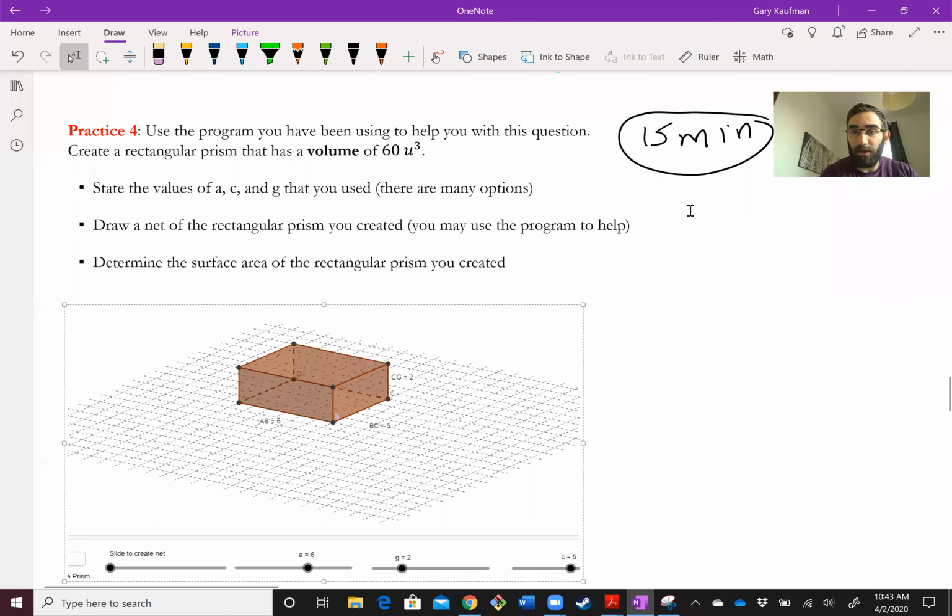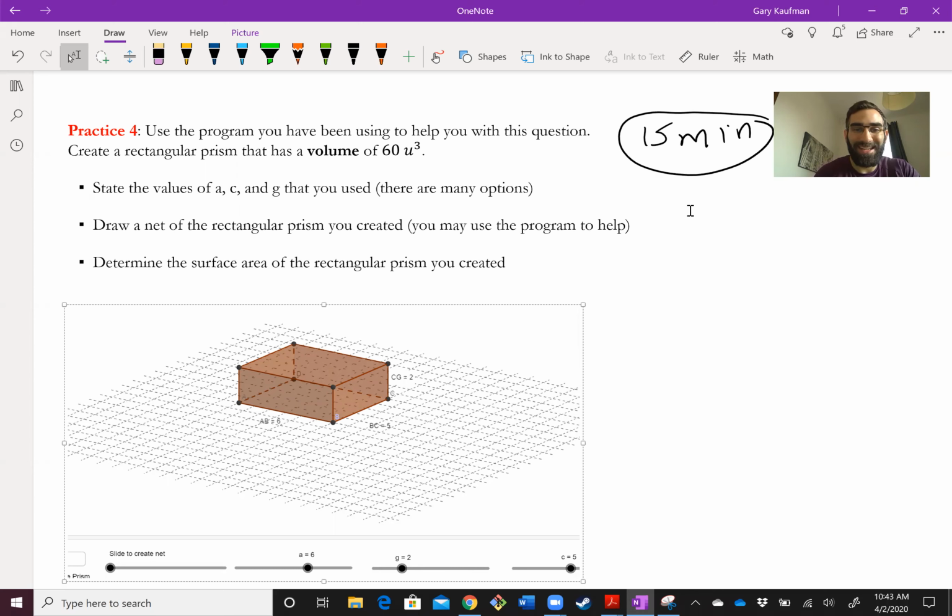So I'll be looking and marking whether you were correct or wrong for the values that you gave A, C, and G, as well as whether your surface area was correct based on the prism that you had. So make sure that you go back to the play posit and see how you did after I grade it.